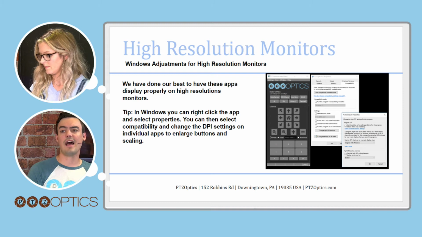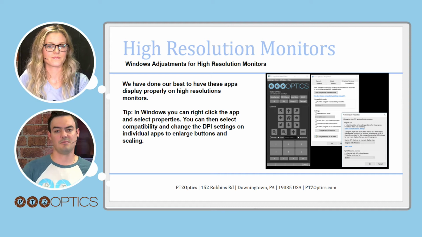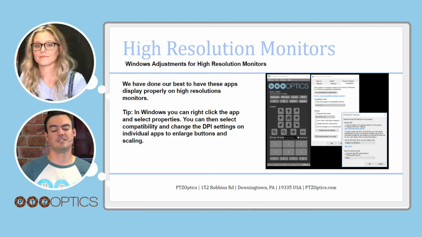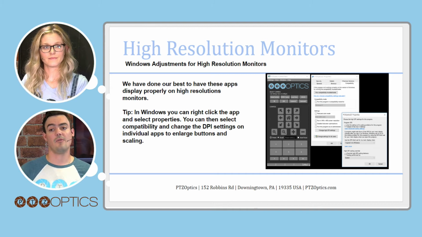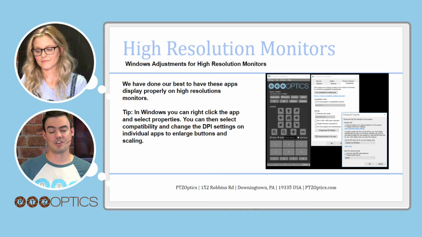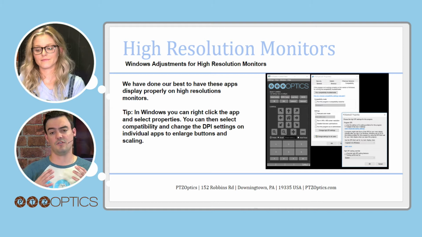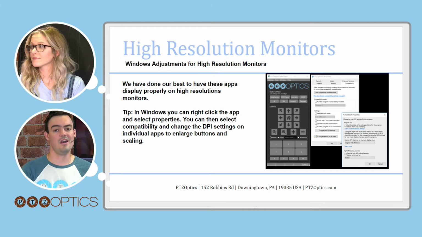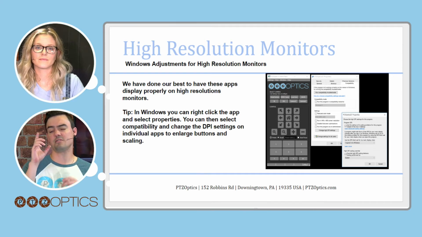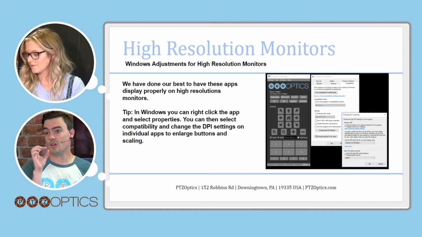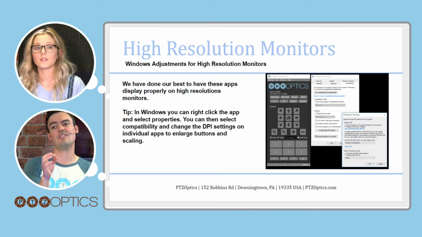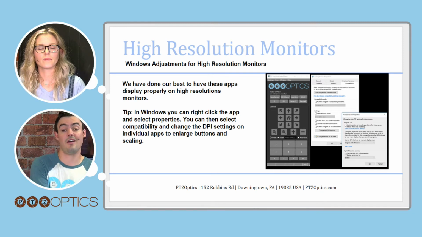And then, the last thing I wanted to mention, and this is kind of important, we are doing our best to support high-resolution monitors. 4K monitors, sometimes a 4K monitor may look a little funny. So what we've done in the Mac version is we've created a full screen option so that you can do full screen scaling. And then on Windows, we are doing some changes and updates to do better job supporting high-resolution monitors. But if you're having an issue, here's a little tip. You can right-click the app and select Properties, and then you can select Compatibility and change the DPI settings on the individual app to enlarge the buttons and choose the scaling that works for you.